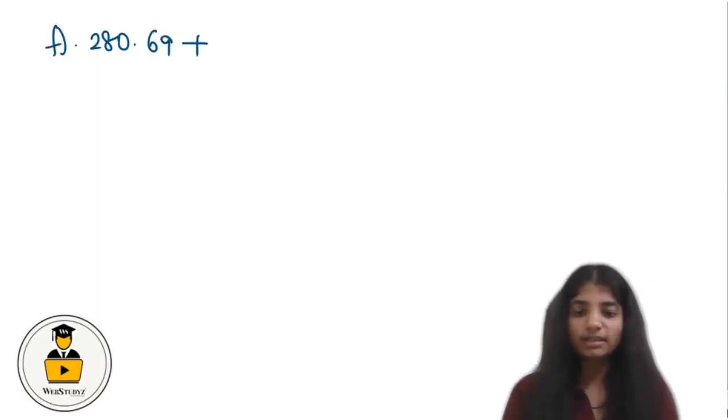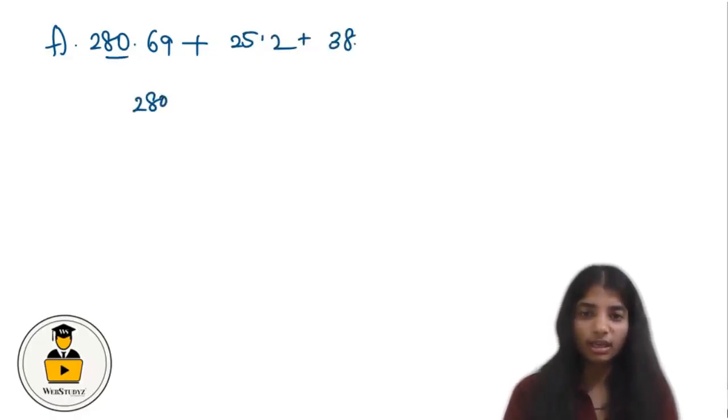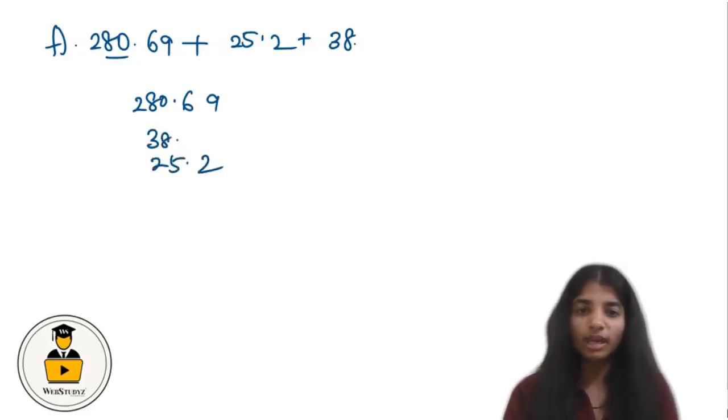280.69 plus 25.2 plus 38. We are going to add these values starting with the greatest value, that is 280.69. Remember that the decimal must always be in the same position. Next is 38 and next is 25.2. We can add the zeros we require in order to simplify this after the decimal. So we can add a decimal after 38, because zeros after decimal are not significant. So 9 plus 0 plus 0 is 9, 6 plus 0 plus 2 is 8.